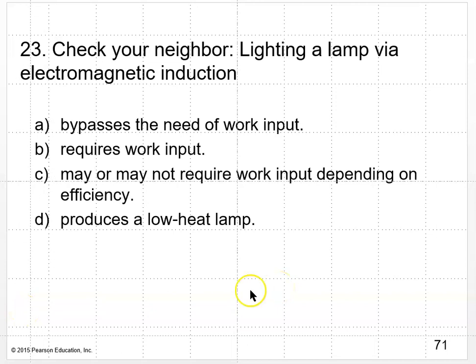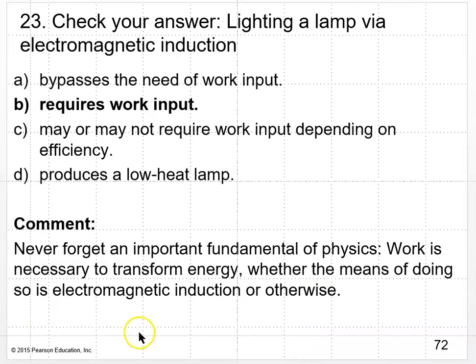Lighting a lamp via electromagnetic induction requires work input. You never get something for nothing. You have to pay your electric bill. By the way, the power company sells you energy, not power. Kilowatt hours, which is a unit of energy, not power.